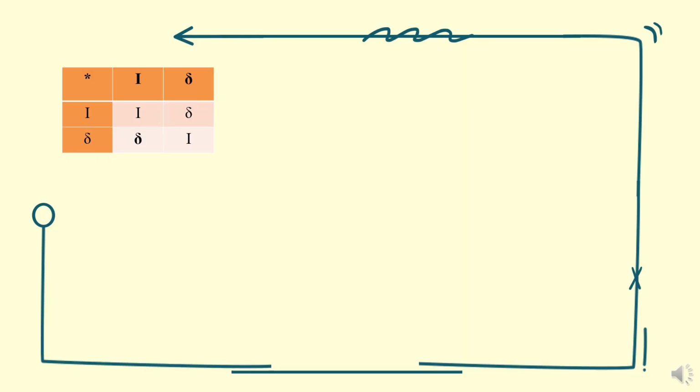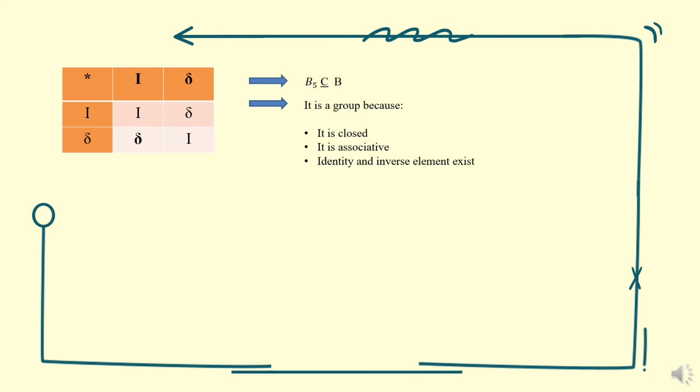Next, the set of 1 and gamma under the binary operation star is a proper subgroup. B5 is a proper subgroup of B. Why is this a group structure? It is group because it is closed. Why? Because all of the elements in this set contains only the elements of it. Like for example, only Roman numerals 1 and gamma is in the outcome of these two elements. That's why it is closed.